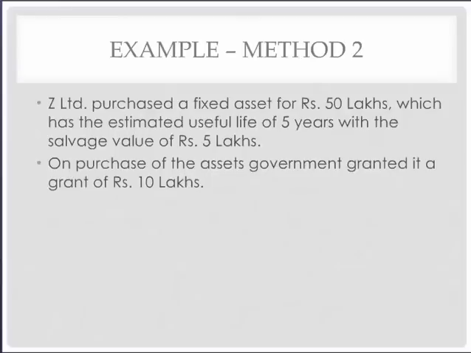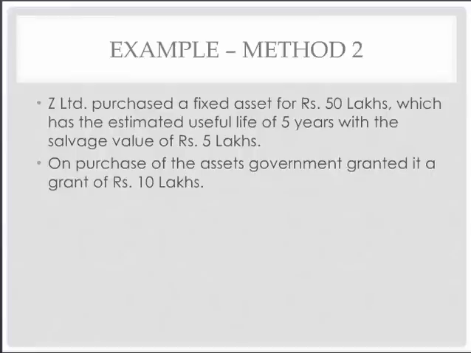Say Z Limited purchased a fixed asset for 50 lakh rupees, which has an estimated useful life of 5 years with a salvage value of 5 lakhs. This is the same example which you considered for method 1. We will now see what happens in method 2.